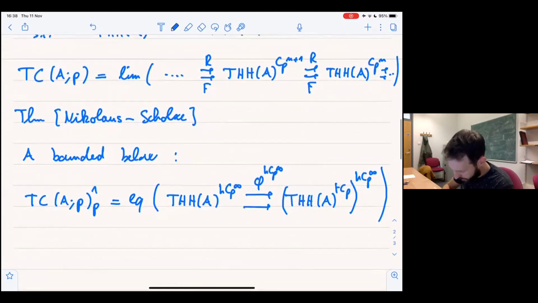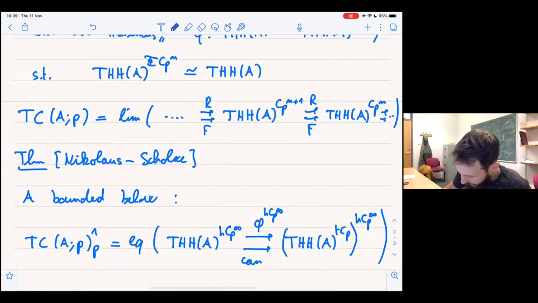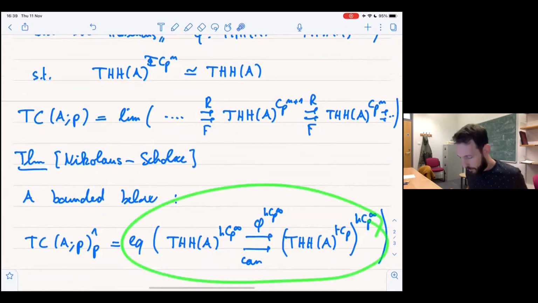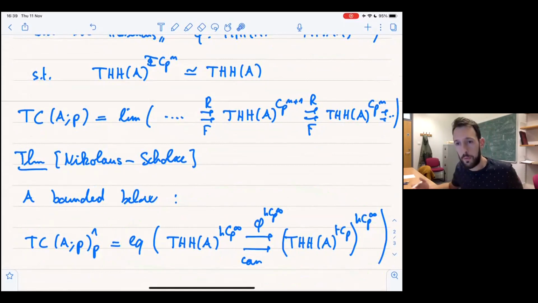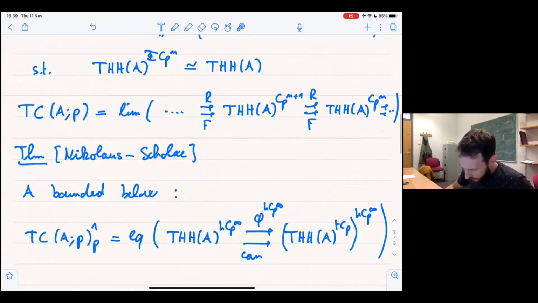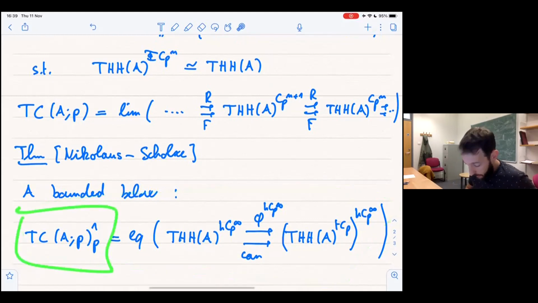Let me not say too much about that. It's a canonical map. Okay, so the point is that they find a nice, neat formula of this TC as a certain equalizer, and then you can use this equalizer to do computations, maybe not easily, but more easily than you would before. Right, so by this formula, this is a computable object.